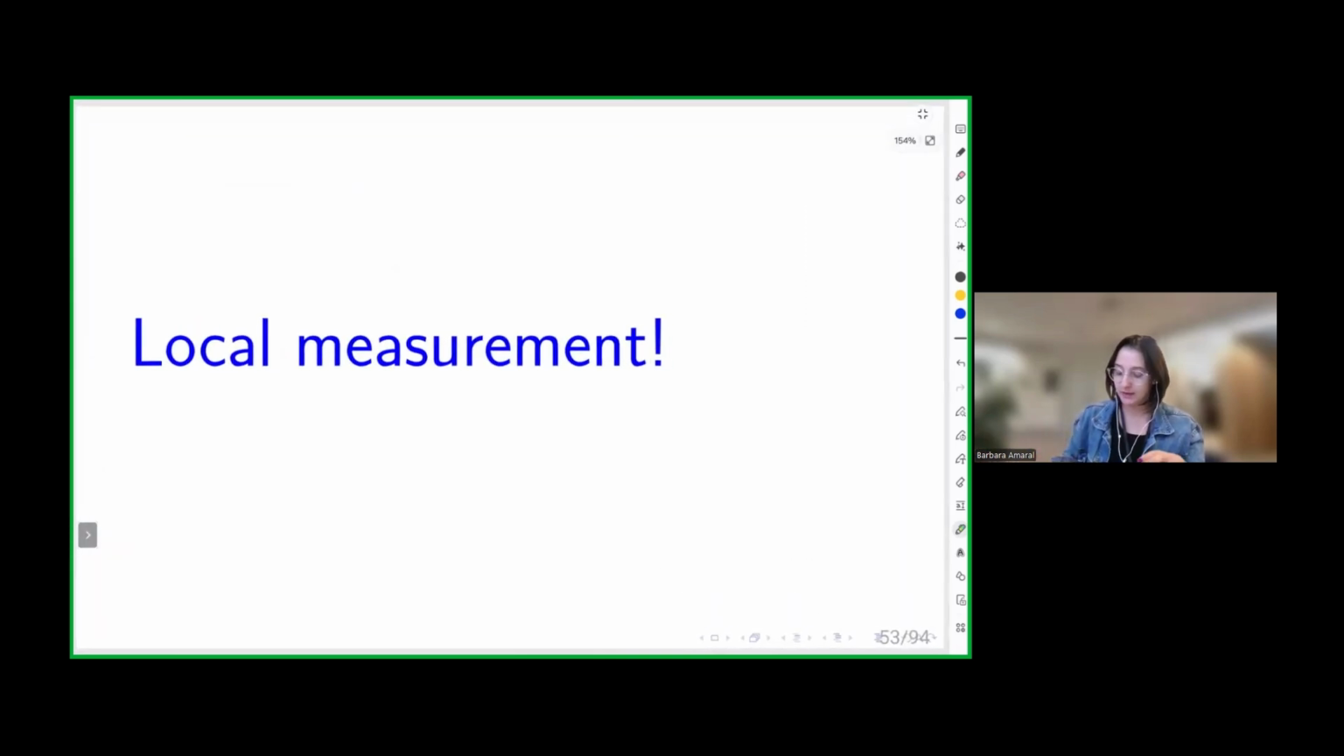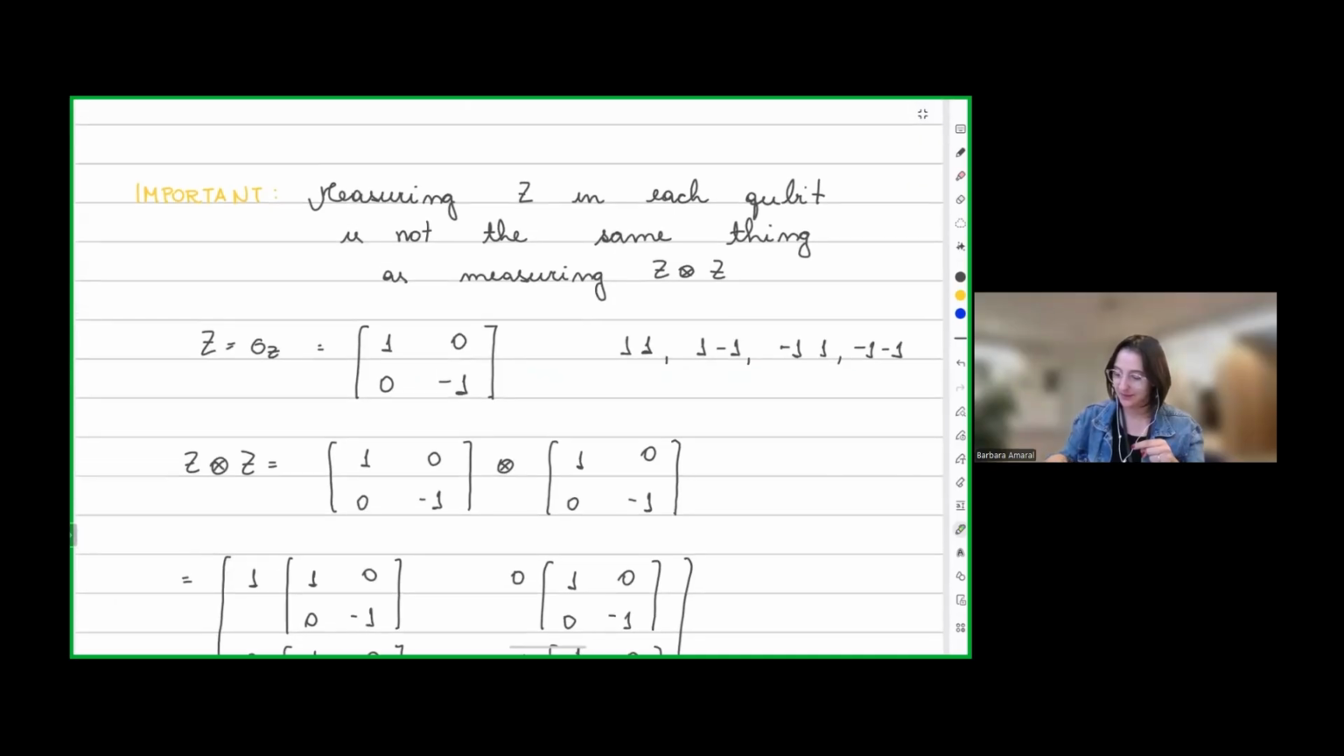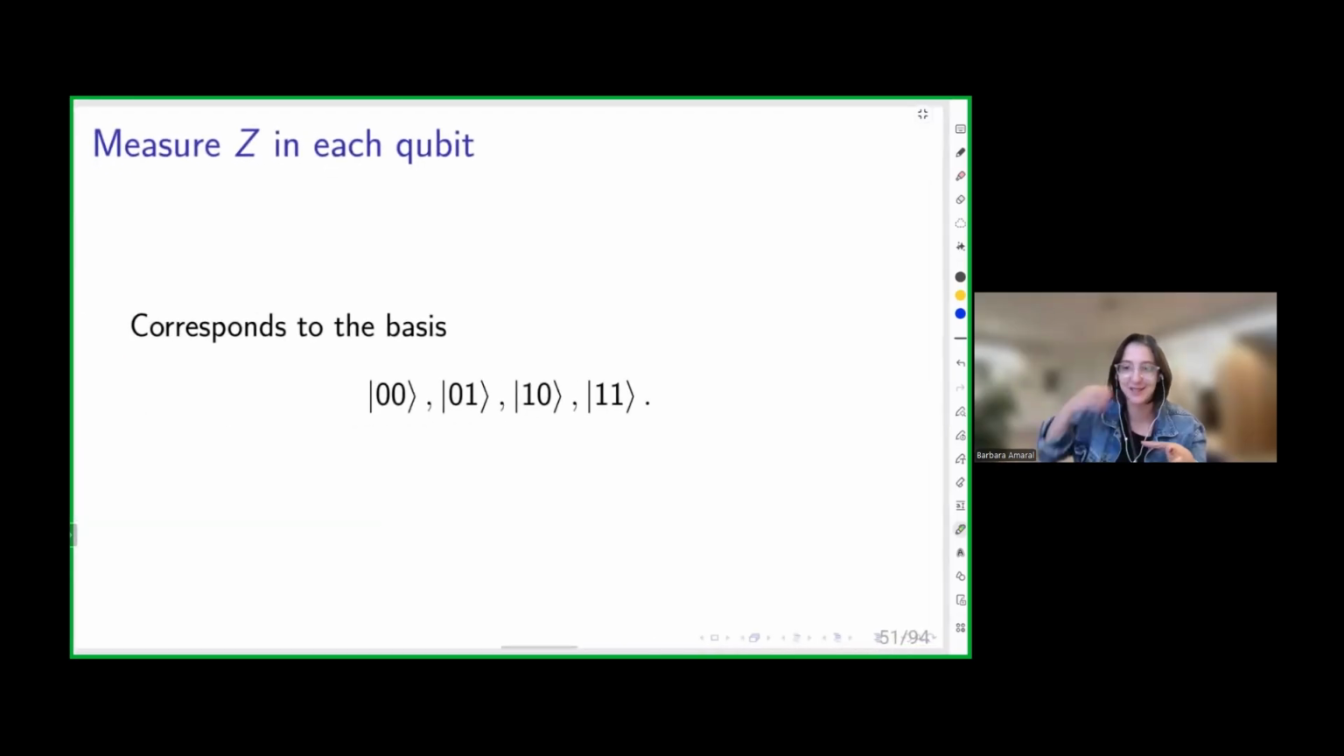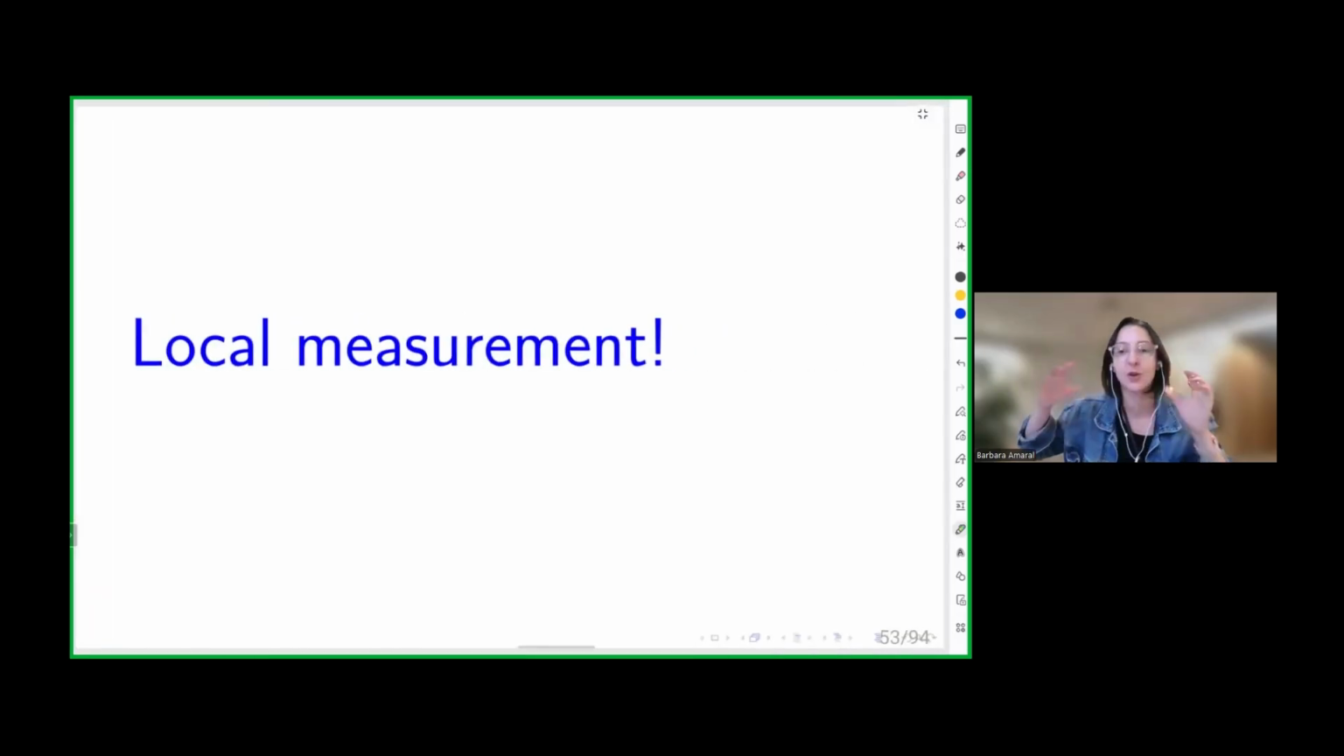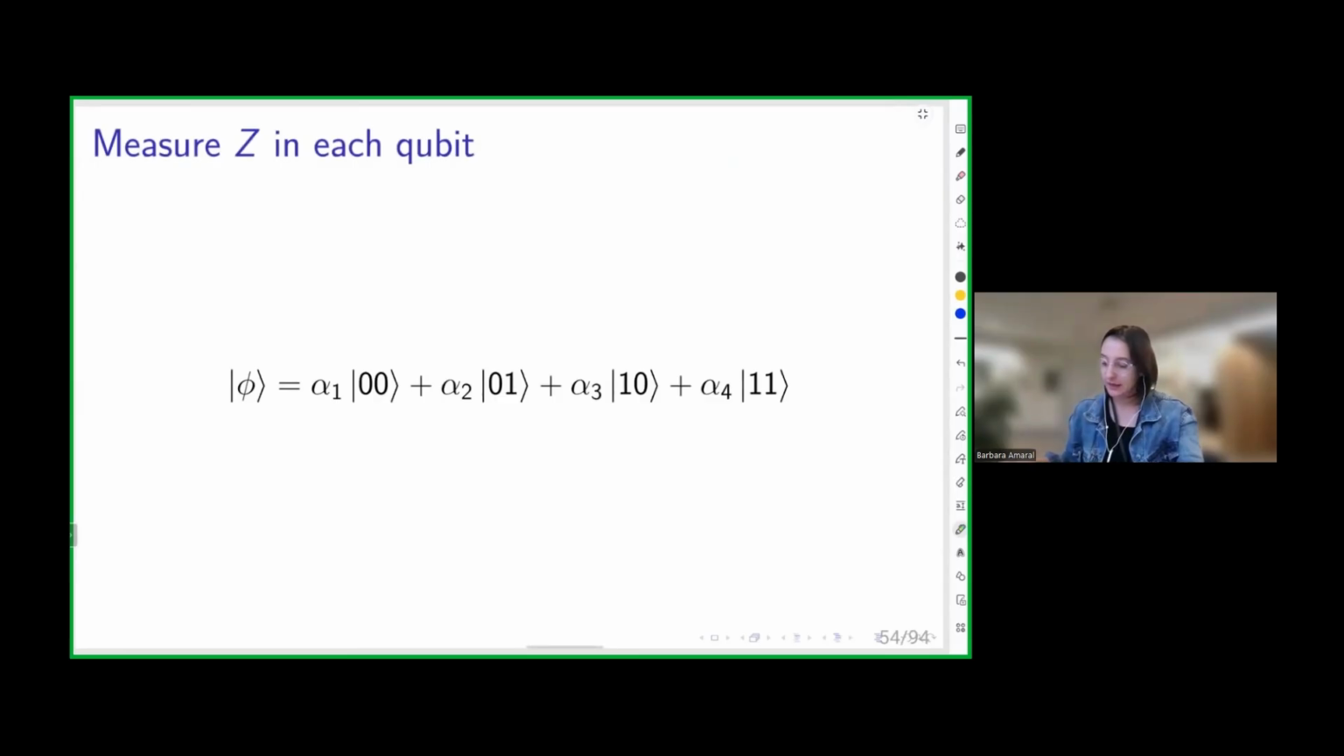Okay, so not this one, but measuring Z in each qubit, which was our original example, is a local measurement, so you can implement this measurement acting individually on each qubit. And to compute the probabilities, all you need to do is to look at these coefficients here when your two-qubit system is written in the standard basis, the canonical basis. Okay?